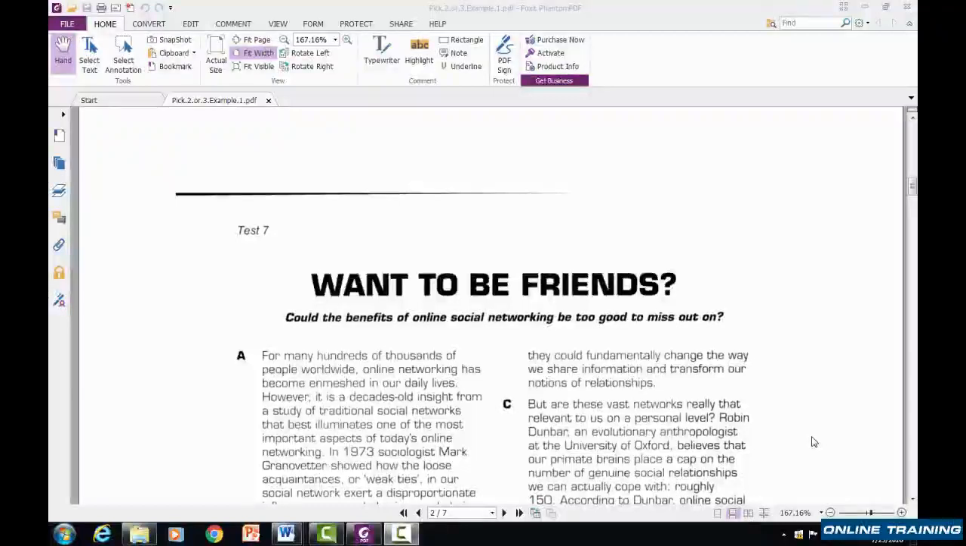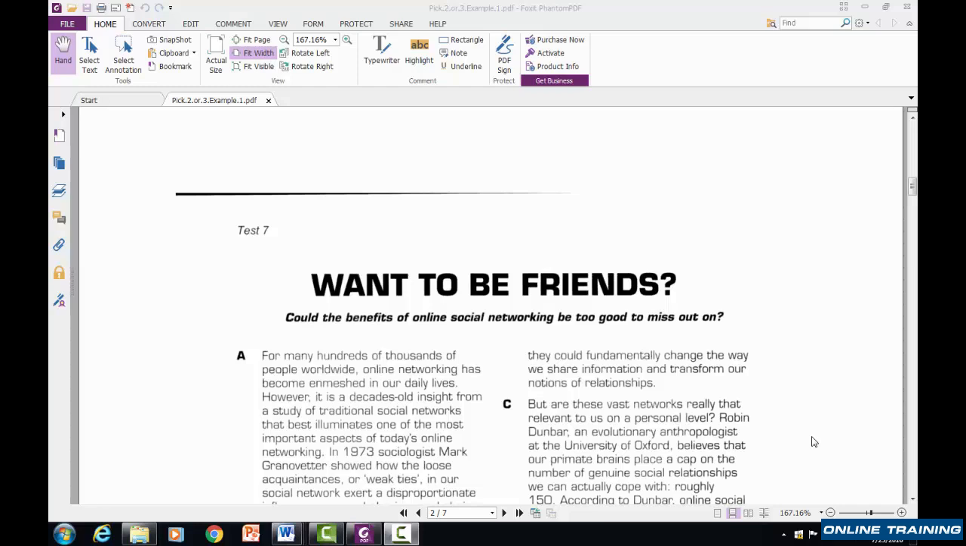Okay, so let's do a pick two or three from a list question as an example. As I've told you, this question is a challenge to do. I really suggest you do this question last if it appears in a set of questions. So if you have a pick two or three, a matching and a fill the blank question, I would suggest you do the fill the blank question first, then the matching question, and then the pick two or three from a list question.